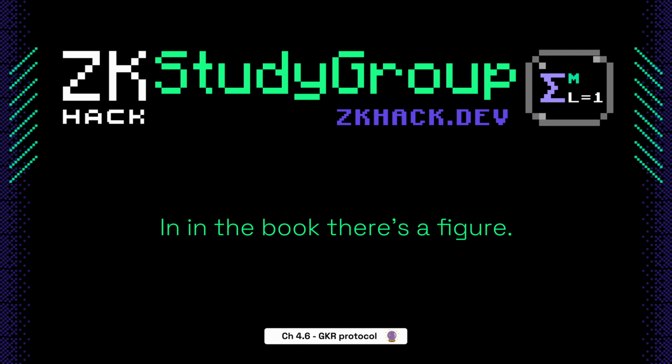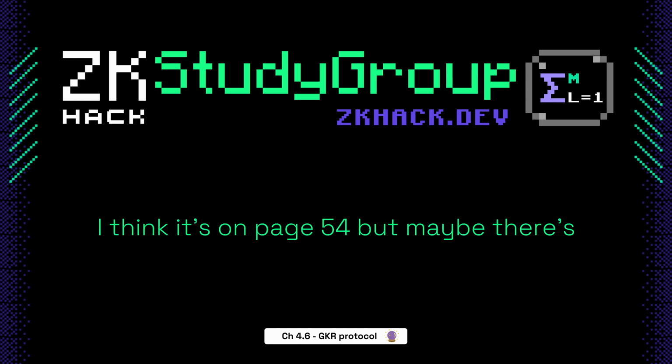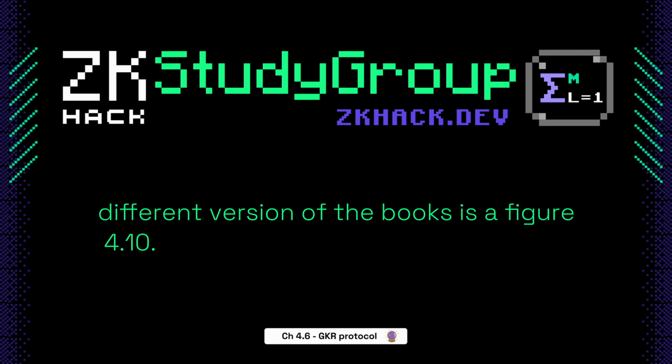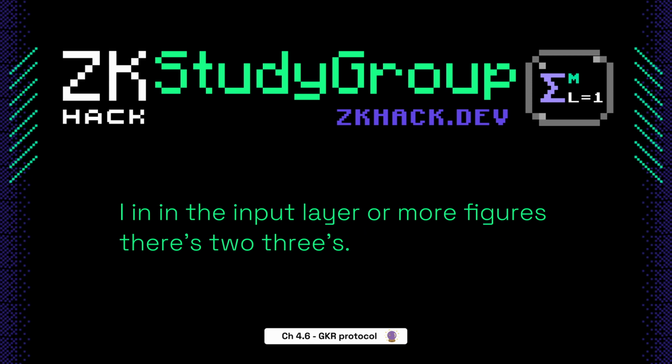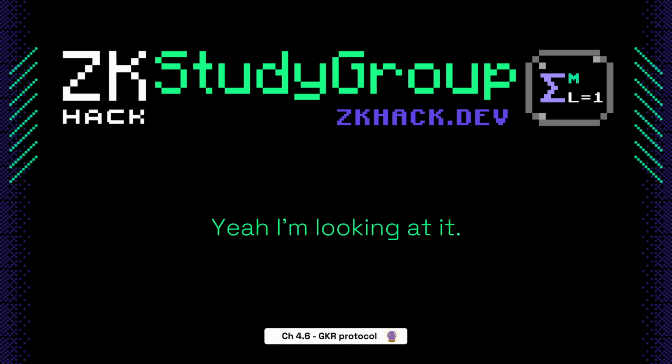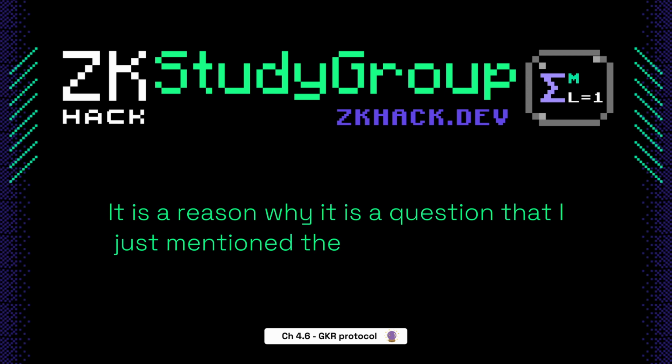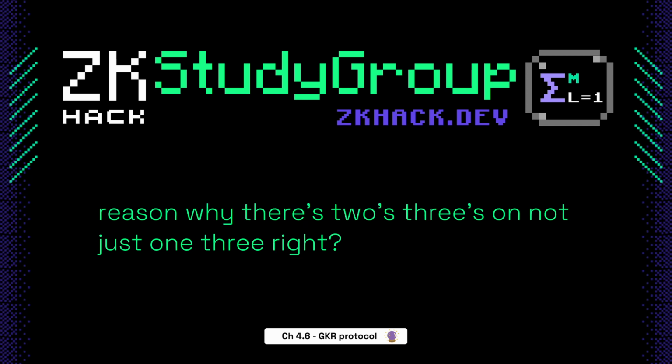In the book, there's a figure. I think it's on page 54, but maybe there's a different version of the book. It's Figure 4.10. In the input layer of the figure, there's two 3s. Okay, yeah, I'm looking at it. Is there a reason why there's two 3s and not just one 3?